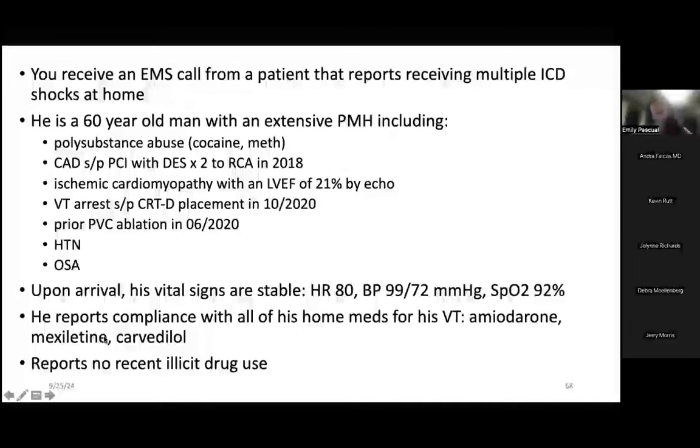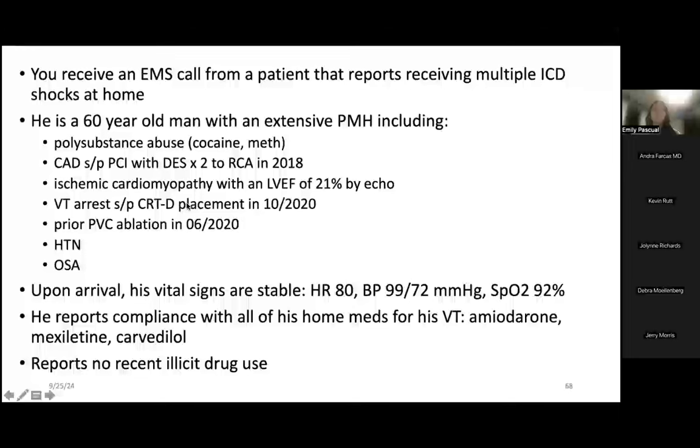So in terms of the next case, you receive a call from a patient who's gotten multiple ICD shocks. They're at home. This patient's 60 years old. He has a history of substance abuse with cocaine and meth. He has a history of coronary disease. He's had a couple stents put in, nothing recent. He has known heart failure. His EF is 21% by echo. He's had a VT arrest before. So again, he has an ICD. That's why he called.